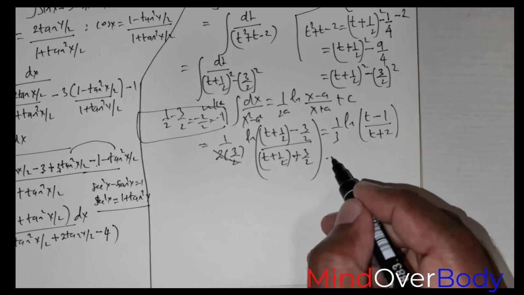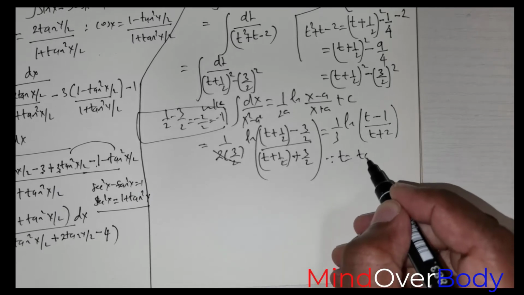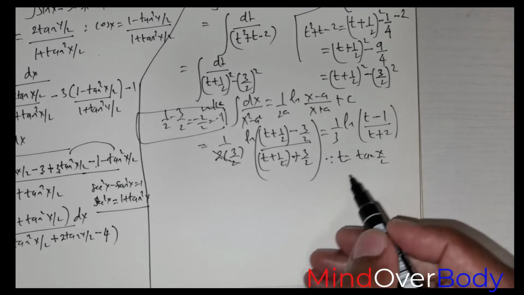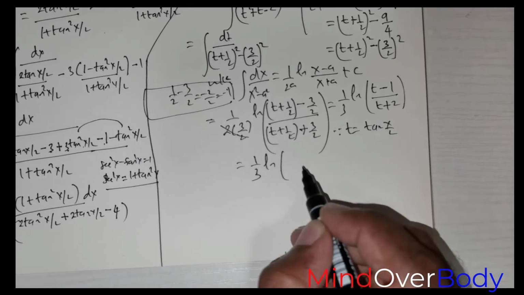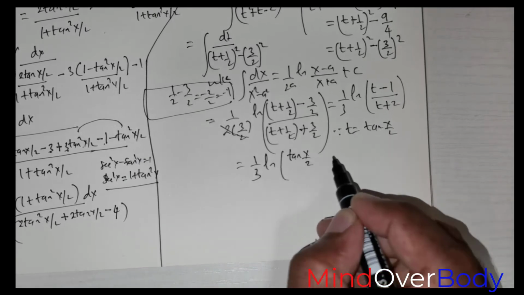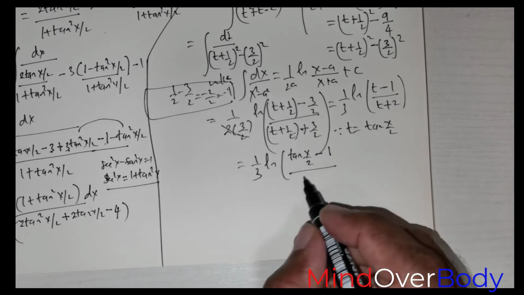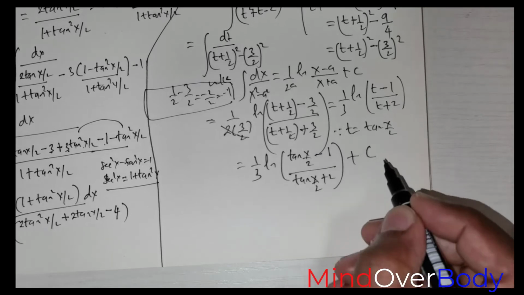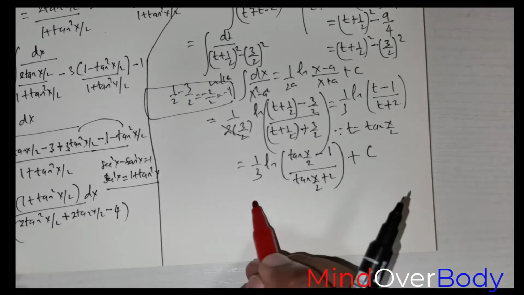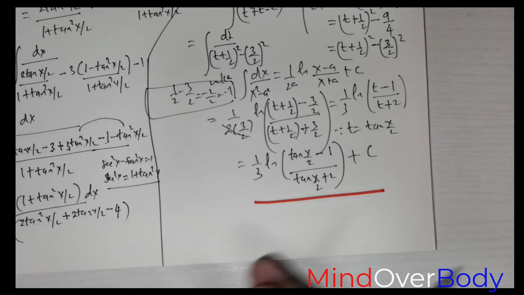But my t is tan of x over 2. So substitute that value there. So this is going to be 1 over 3 ln of (tan x over 2 minus 1) divided by (tan x over 2 plus 2), plus the arbitrary constant c. So this is the solution for the question.